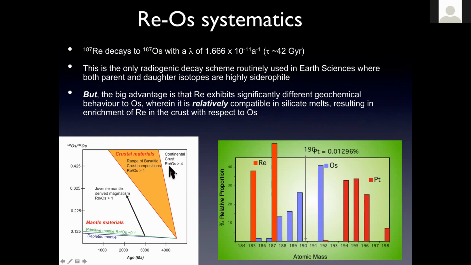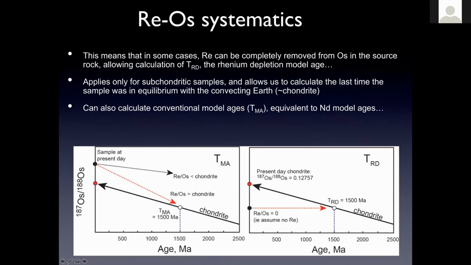But rhenium behaves differently to osmium as well. So they're both siderophile, they're both chalcophile, but they behave differently to each other. So this is really handy because rhenium's relatively compatible in silicate melts compared to osmium. So they're both compatible, but the rhenium will fractionate into the melts. And so over time, we see the continental crust has very high rhenium-osmium ratios, so it will ingrow to really radiogenic osmium isotopic signatures, leaving behind a mantle which has low rhenium-osmium ratios and is relatively unradiogenic.